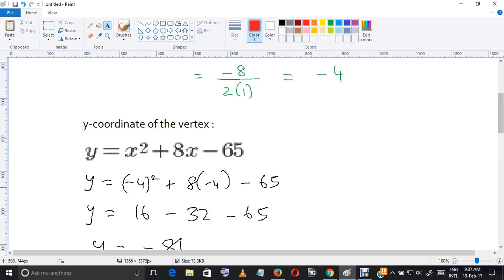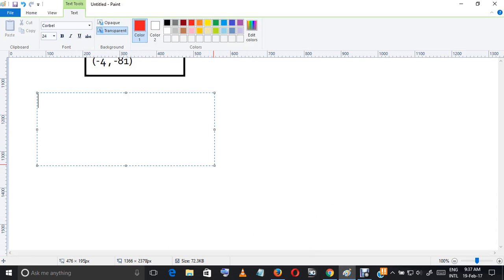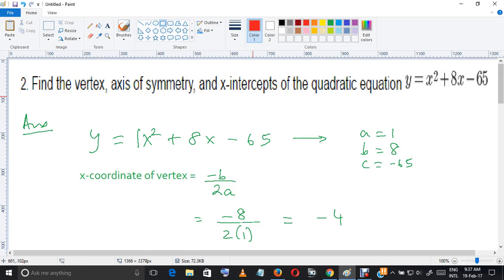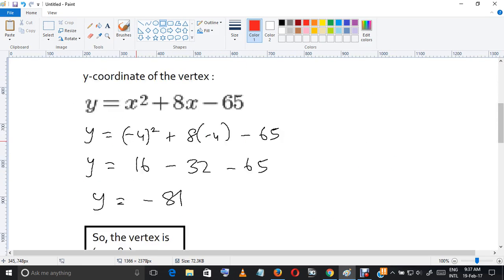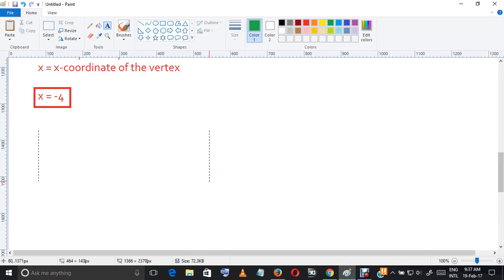And now it says find the axis of symmetry. Axis of symmetry is nothing but x is equal to x coordinate of the vertex, which is just x is equal to negative 4. That is the axis of symmetry. And you're going to find the x-intercepts of the quadratic equation as well. Let's try to understand how to do that.